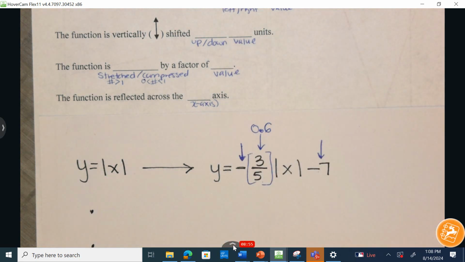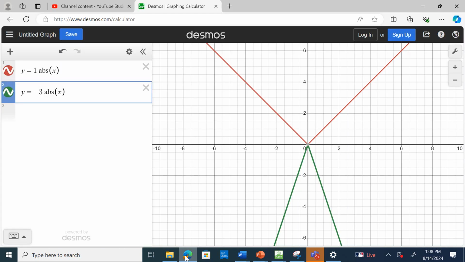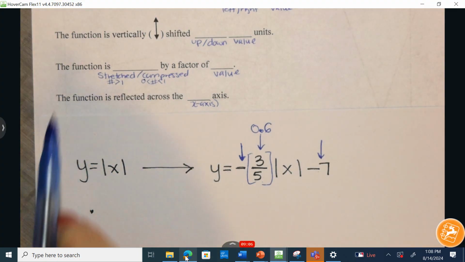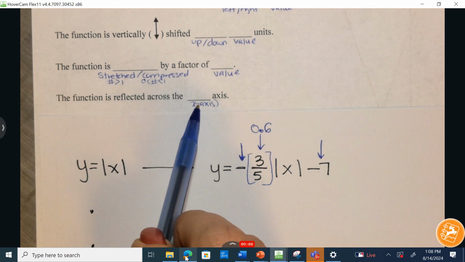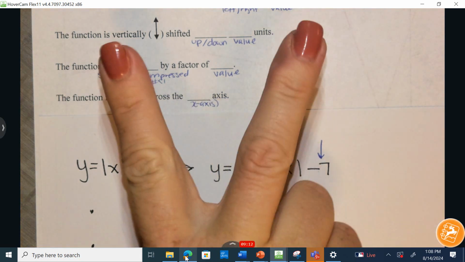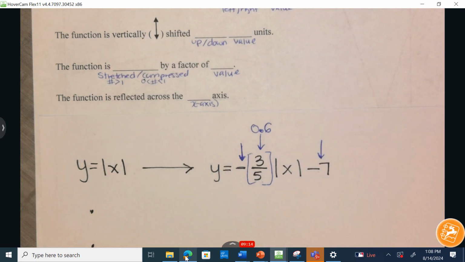This negative sign means that the V shape we talked about, which we can see in this graph right here, is going to flip down like we see in the green. So my third bullet point needs to be: the function is reflected across the x-axis. It went from going up to reflecting straight down.